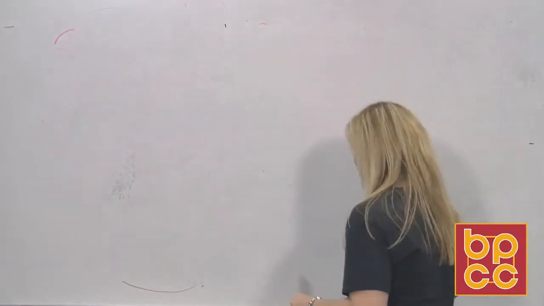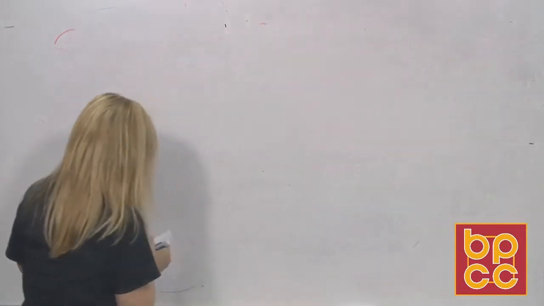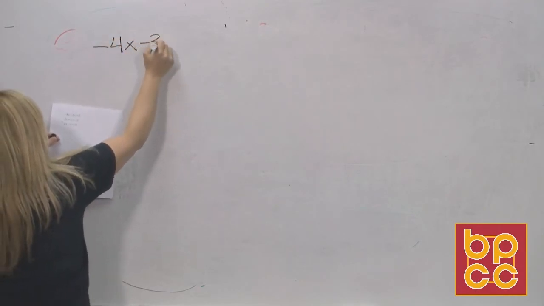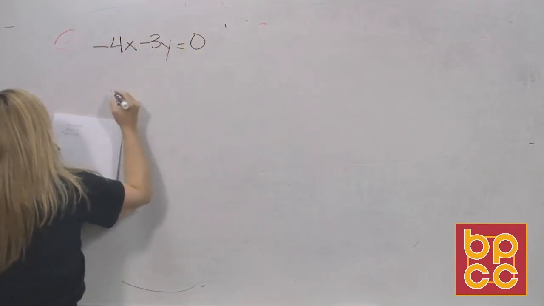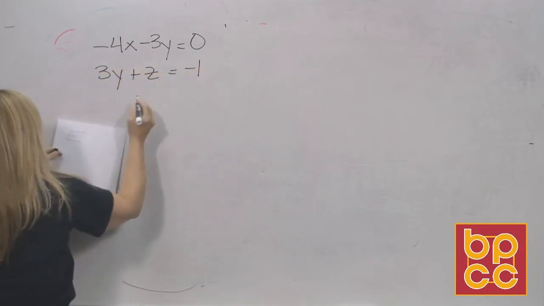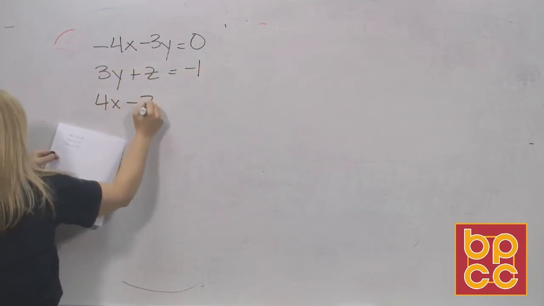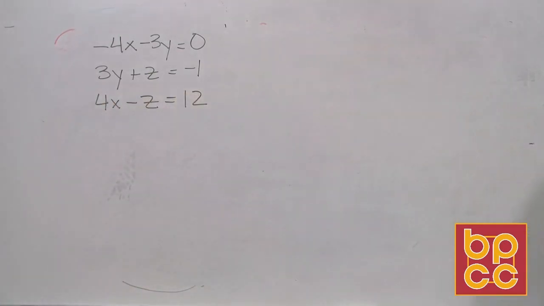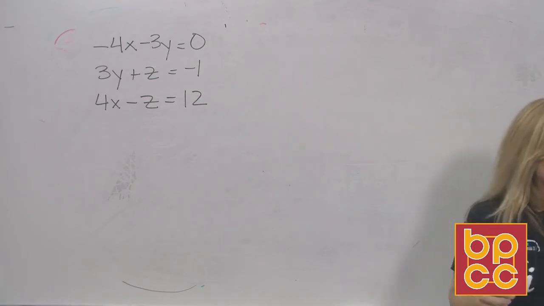All right, so our last system of 3. We have negative 4x minus 3y equals 0. 3y plus z equals negative 1. 4x minus z equals 12. Now I know what you're thinking. You're thinking, hey, Miss Black, where are all 3 variables in all 3 equations?